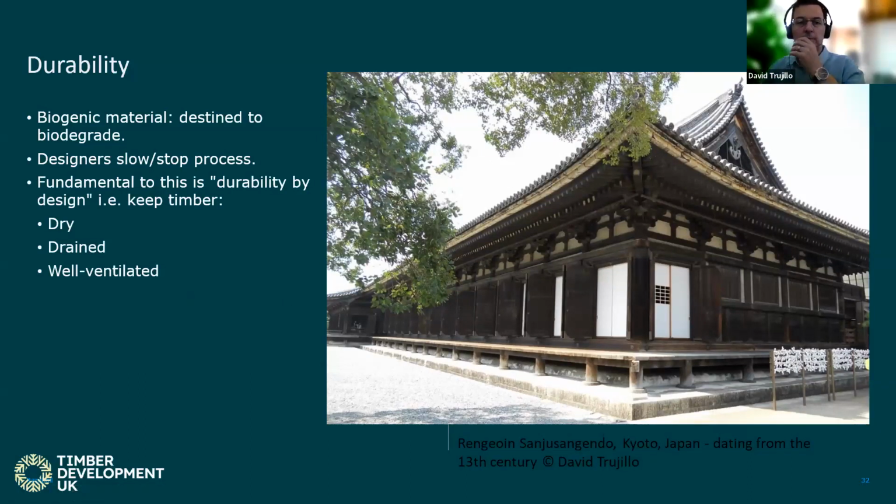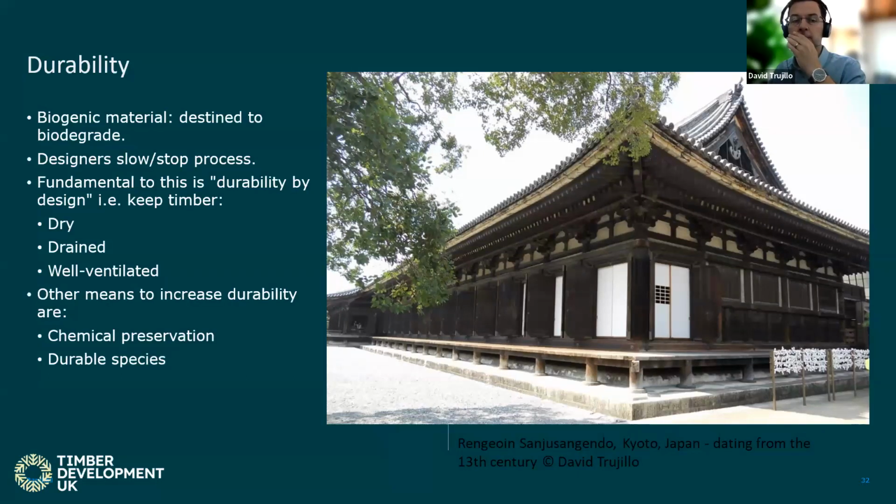So the fundamental principle to making a structure durable is to adopt a concept known as durability by design, which is to keep timber dry, drained, and well ventilated. Other means to increase durability are chemical preservation or choosing, as I mentioned earlier, durable species. However, it's really important to note this: you cannot make good a bad design by choosing a durable species or chemical preservation. It's really hard to undo a mistake in design by these methods.